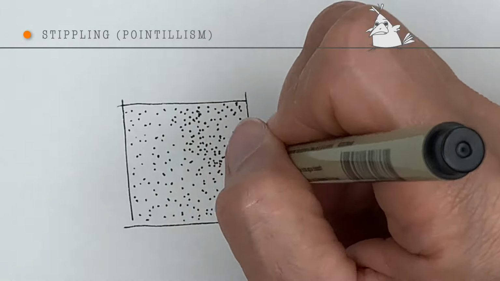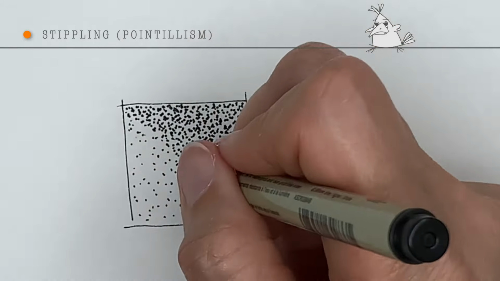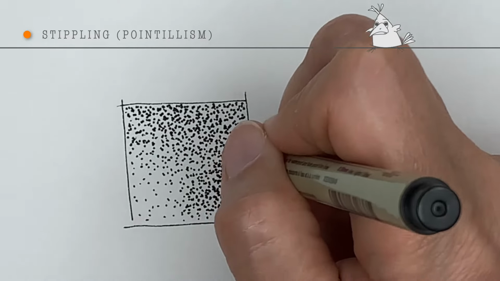Stippling or pointillism is a shading technique by applying countless small dots to build up darker values in a drawing. The density of the dots determines the value produced.